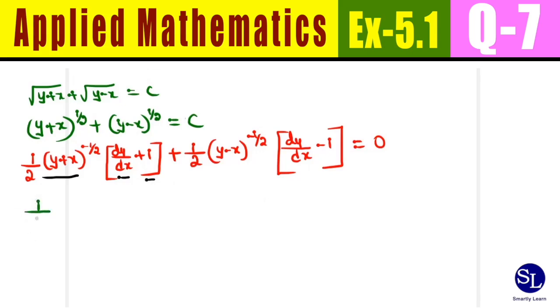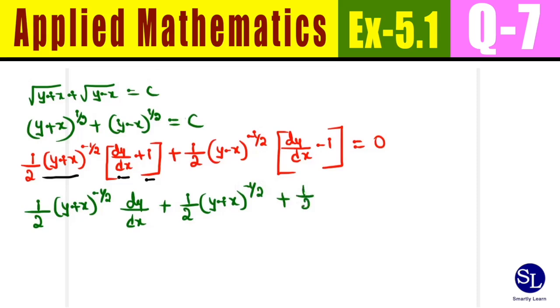So let's start. Half into y plus x to the power minus half into dy by dx plus 1. If I multiply, I'm simply getting this. So half into y plus x to the power minus half dy by dx plus half into y plus x to the power minus half, plus half into y minus x to the power minus half dy by dx minus 1 by 2 into y minus x to the power minus half is equal to 0. Now that we have multiplied everything term-wise, I'm only going to retain the dy by dx terms in the left side and move other terms to the right side.